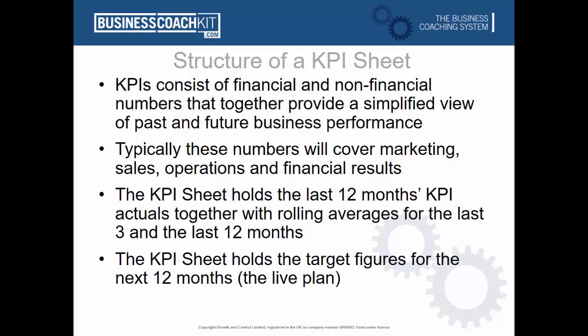The KPI sheet holds the last 12 months' KPI actuals together with rolling averages for the last 3 and last 12 months. These rolling averages allow you and the client to discuss trends and direction of the business whilst screening out any 1-month variations or swings. Ideally, the KPI sheet also holds the target figures for the next 12 months, which we call a live plan.